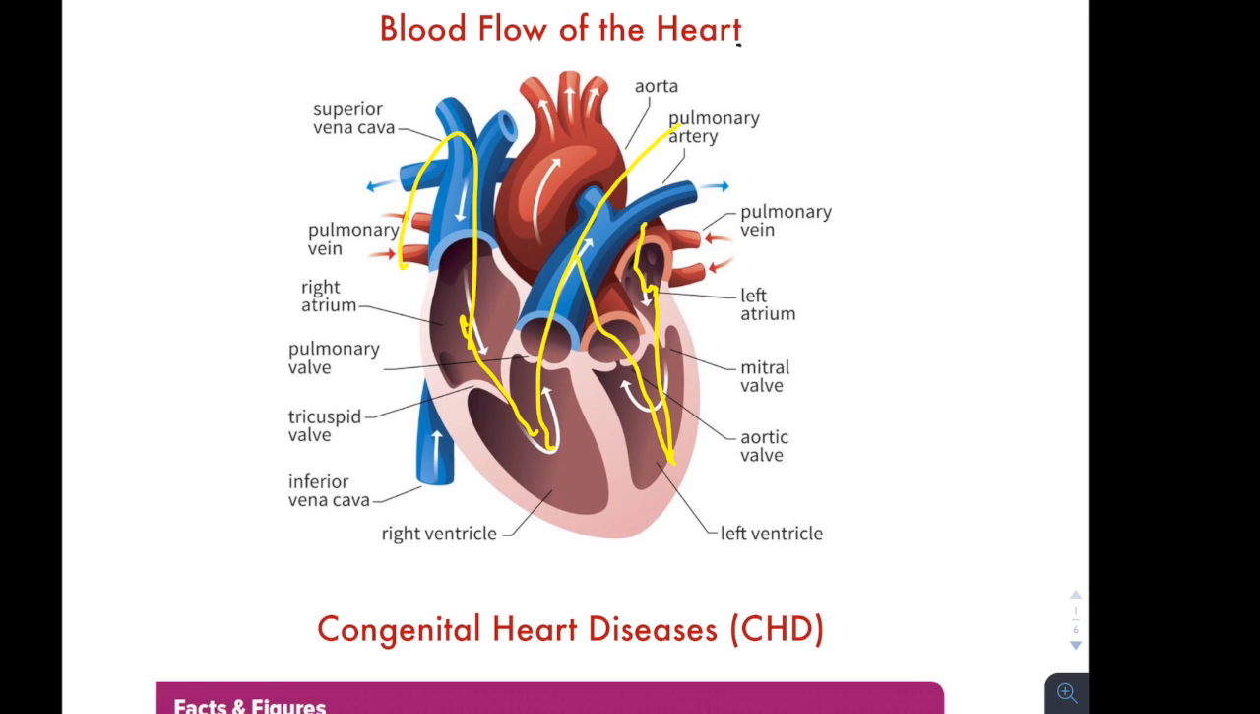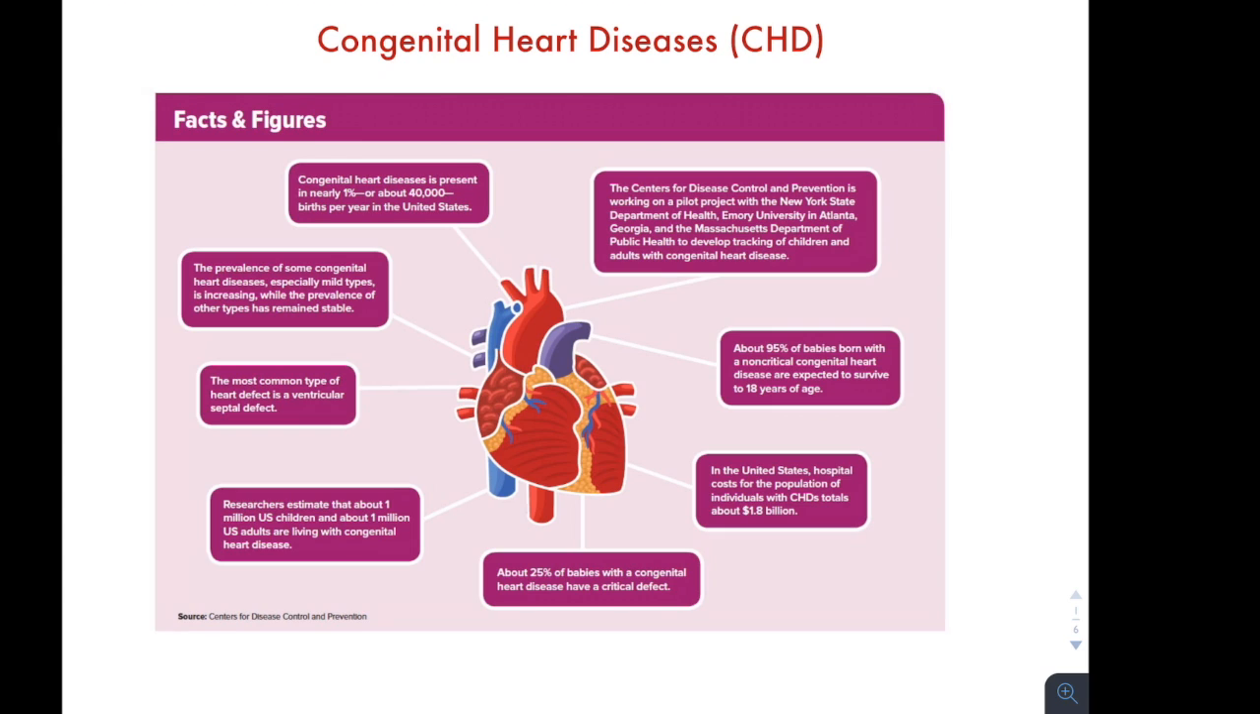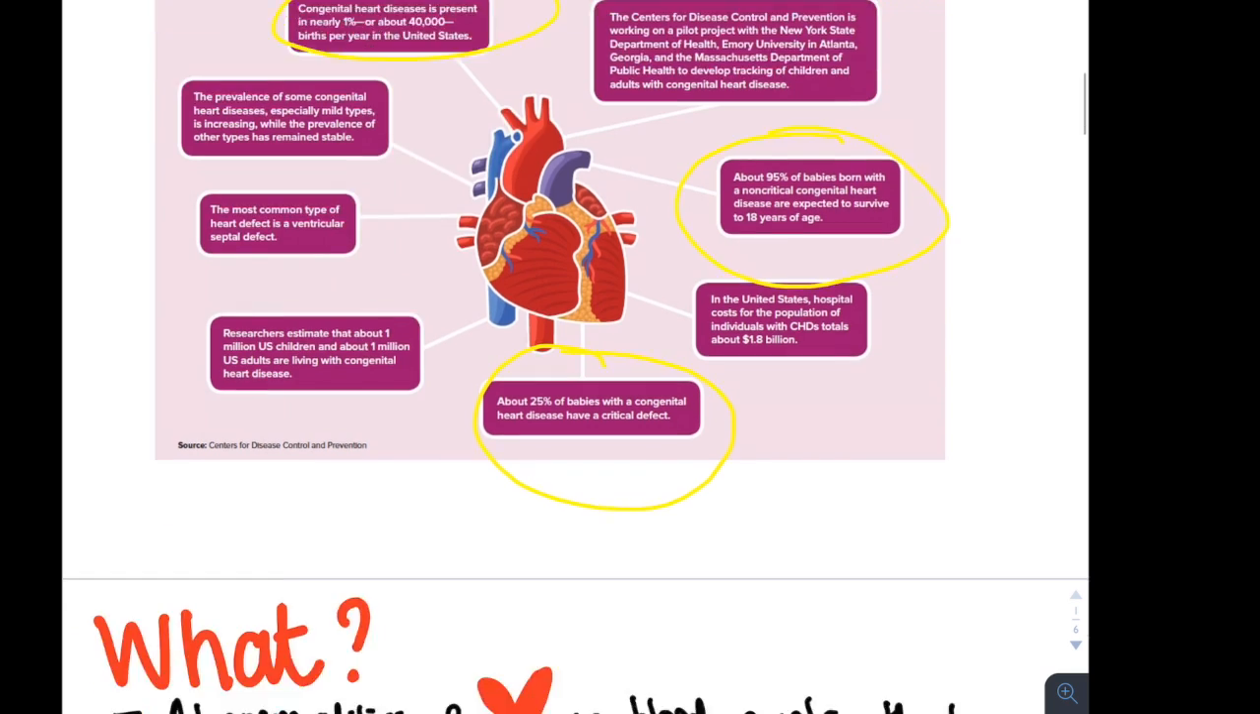Unfortunately, not everybody is born this way, and that's how we end up with congenital heart diseases. I'm just going to talk about how prevalent this disease is. It is present in about 1% of the U.S. population, and 25% of these babies have a critical defect. Within those babies, about 95% are expected to survive to 18 years of age.